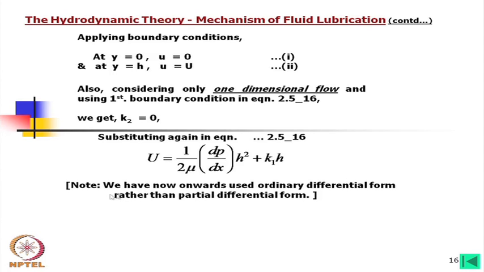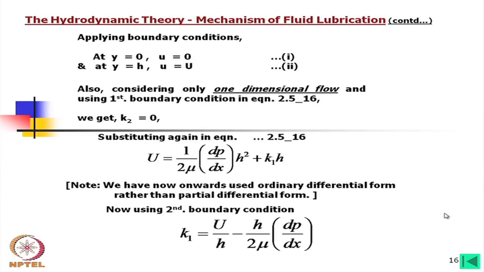Now, here if you look into this, we have from now onward used ordinary differential form rather than the partial differential form. Earlier, while we were deriving the equation, we used partial differential notation to get that variation in pressure might be in all directions, so we must use partial differentiation. But here, as we are considering only one direction, we will write the equation in this form.